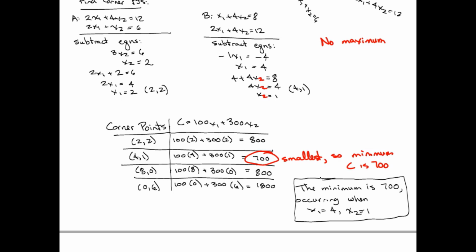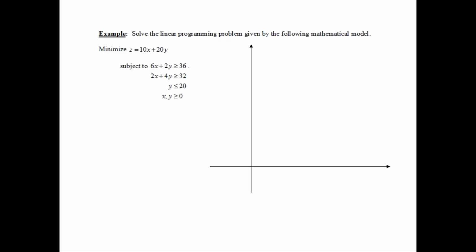Let's do another example. Let's solve this linear programming problem. So here is what we're going to minimize. Here are our constraints. We know that x and y are greater than or equal to 0, so this is going to put me in quadrant 1. We want to graph these lines. So if we look at 6x plus 2y equals 36, let's find our x and y intercepts.